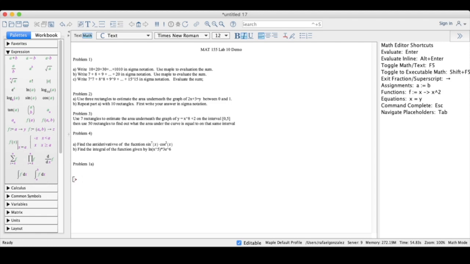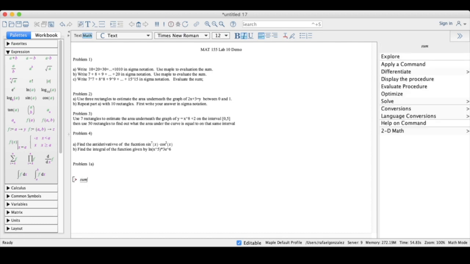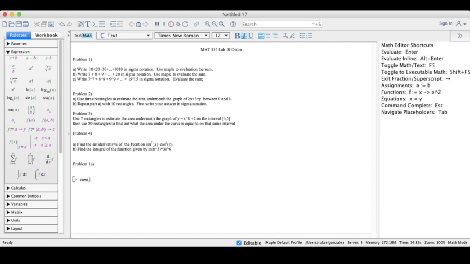Now we have two ways of writing this in sigma notation. We could use the expressions tab and use the sigma symbol here, or we could use the sum command. I'm going to refrain to using just the sum command because sometimes the sigma summation could run into a little bit of glitches when you use this symbol. Without further ado, the command is sum, which stands for sum.